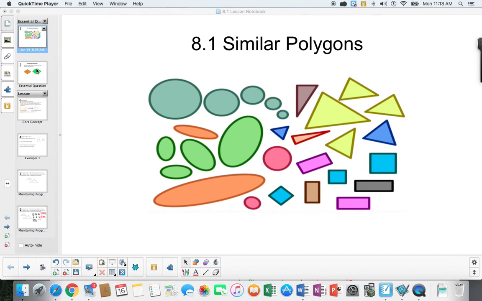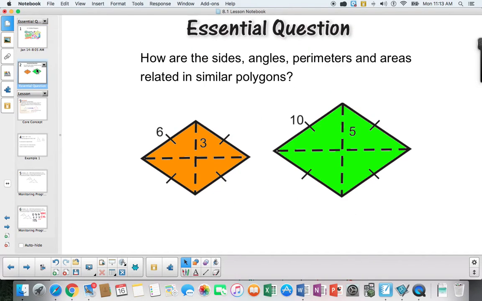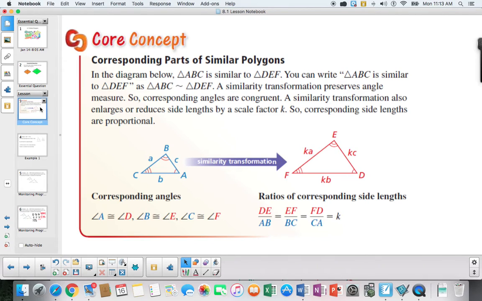8.1 Similar polygons. Essential question: how are the sides, angles, perimeters, and areas related in similar polygons? Corresponding parts of similar polygons. Corresponding parts are corresponding angles, which are congruent.